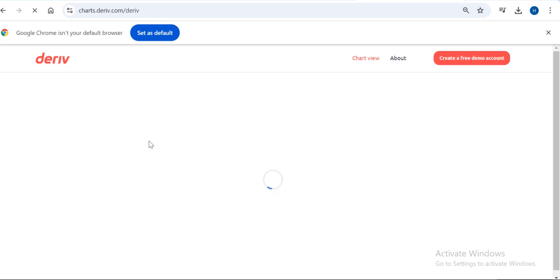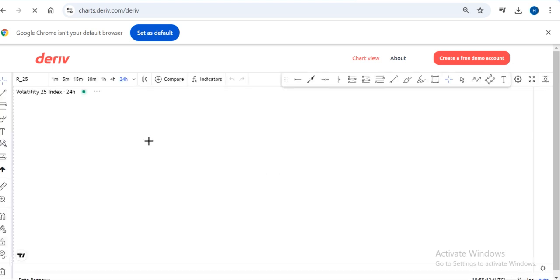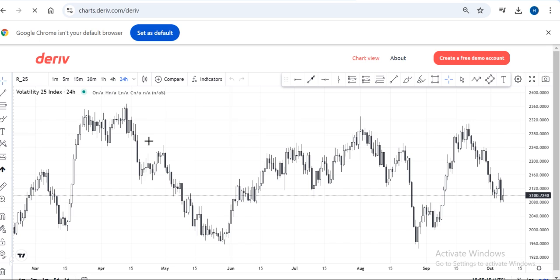This one is what I use in analyzing, like, the trade I took today on step index. That's what I use in analyzing it. So this is what we have on TradingView implementation.